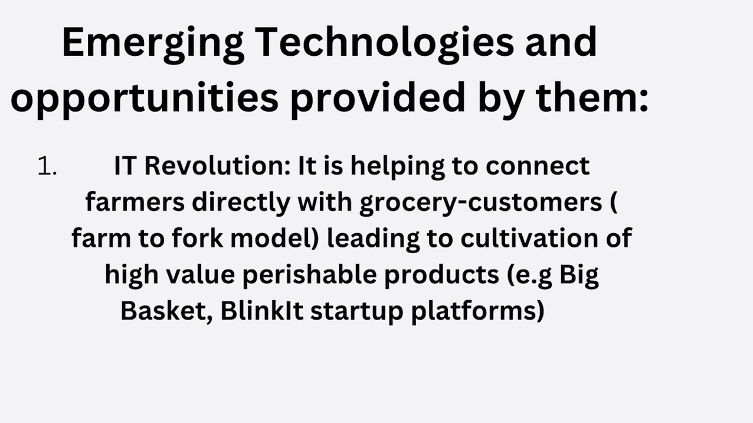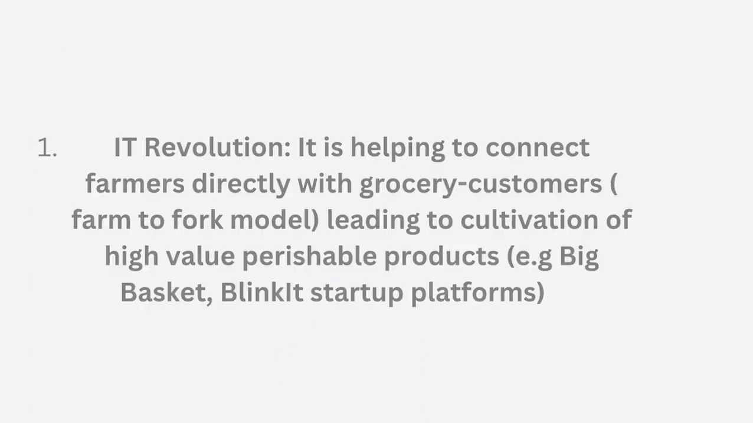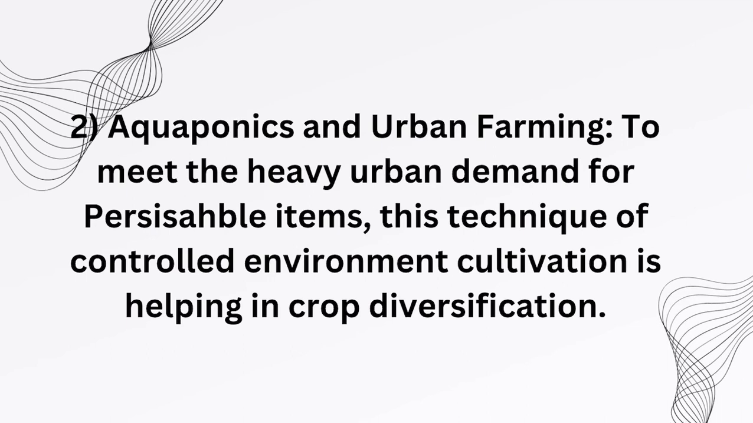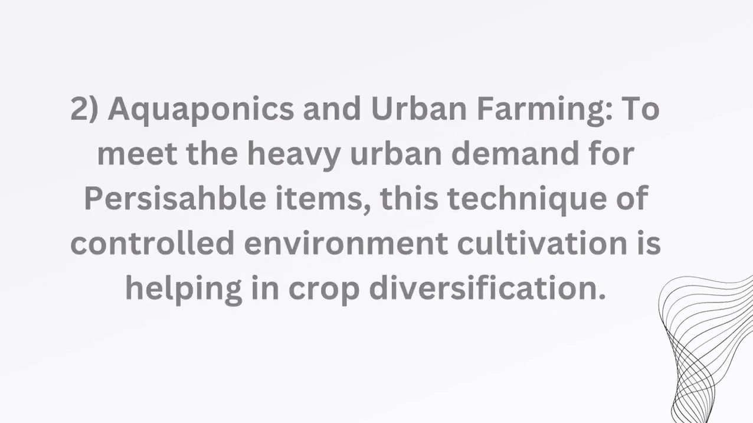The third and last point asked in this question is emerging technologies and opportunities provided by them. First is IT revolution. It is helping to connect farmers directly with grocery customers. Farm to fork model leading to cultivation of high value perishable products. Example, Big Basket, Blinkit, startup platforms. Next point is aquaponics and urban farming. To meet the heavy urban demand for perishable items, this technique of controlled environmental cultivation is helping in crop diversification.